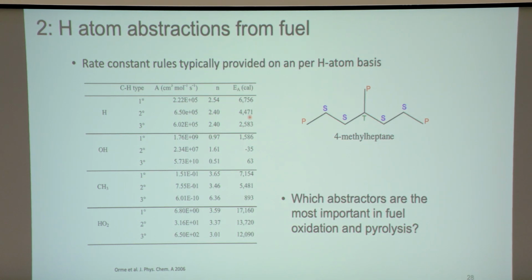And then if we want to ask the question, which abstractors are the most important in fuel oxidation and pyrolysis? Well, in pyrolysis, you have H, methyl. There's no oxygen around, so these are the key radicals. But whenever you have oxygen around, you make OH. So OH is going to be the most important radical species that's pulling off hydrogen from your fuel.